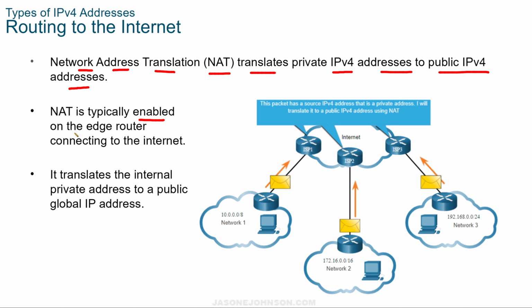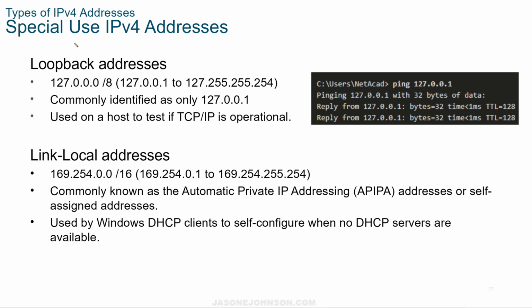NAT is typically enabled on the edge router, or gateway router, connecting to the internet. It translates the internal private addresses to a public global IP address. We also have special use IPv4 addresses. We have the loopback address, that's 127.0.0.0/8, commonly identified as 127.0.0.1. It's used on a host to test if TCP/IP is operational.